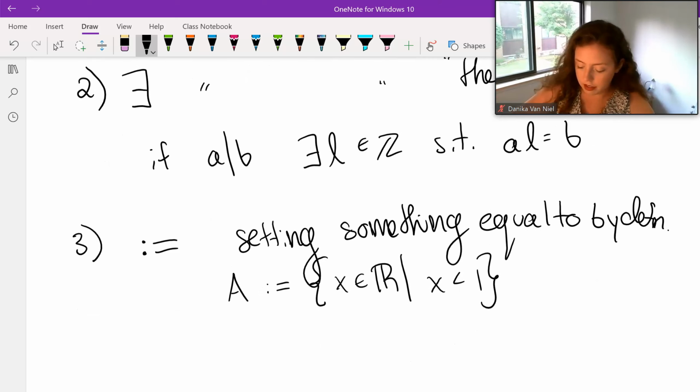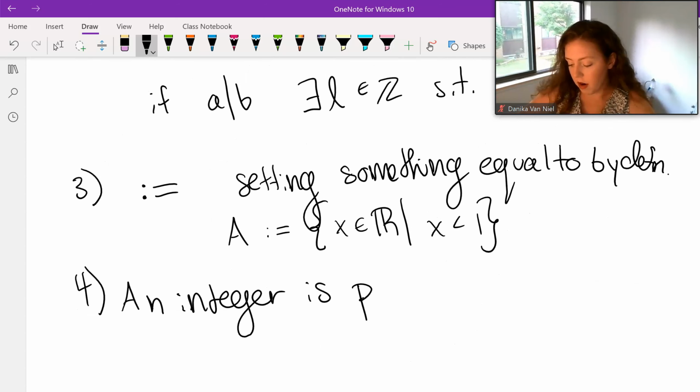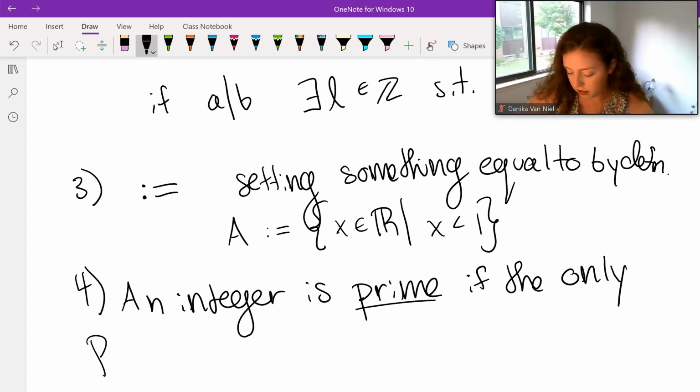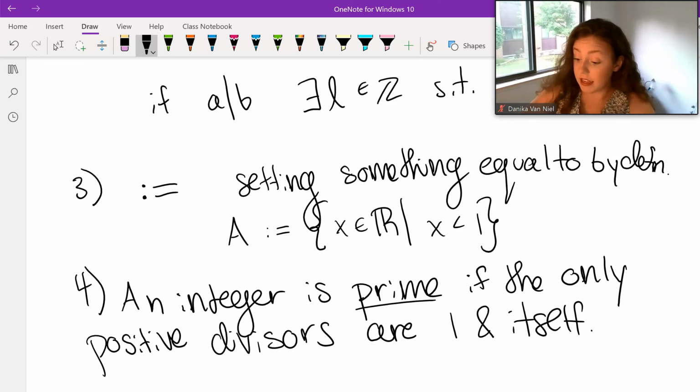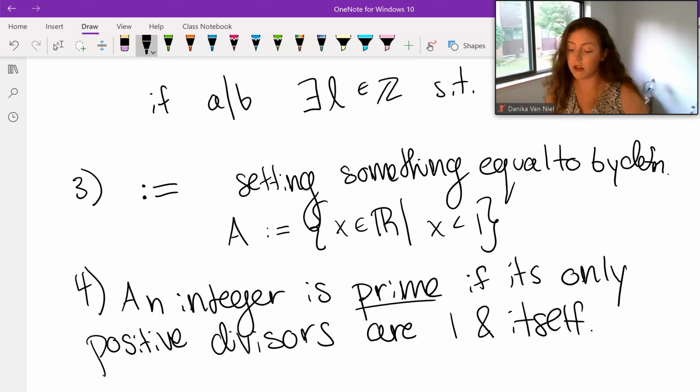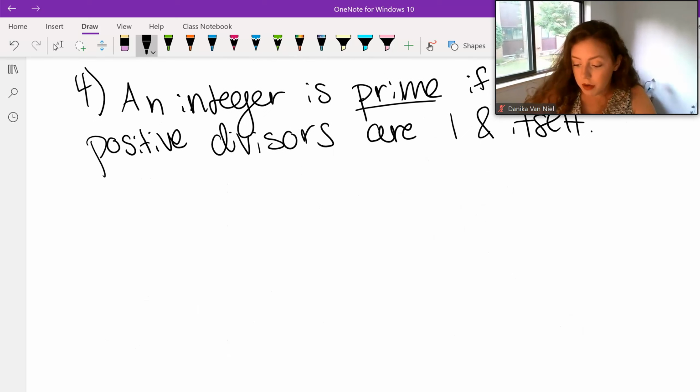All right, so lastly, an integer is prime if its only positive divisors are 1 and itself. So for example, 4 is not prime because 2 divides it. But 3 is prime because the only positive divisors are 1 and 3. Okay, excellent. So now we're going to move on to the next section.